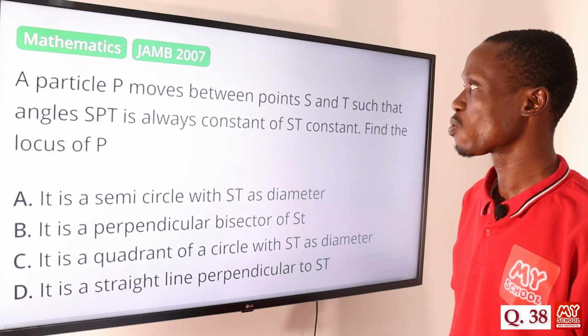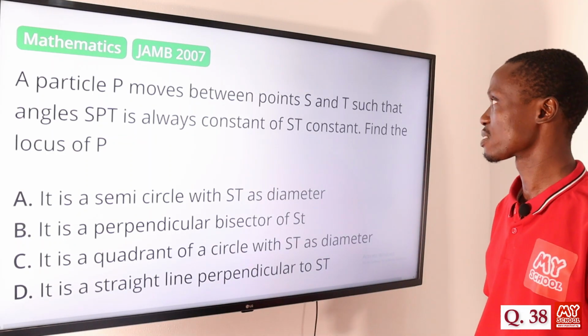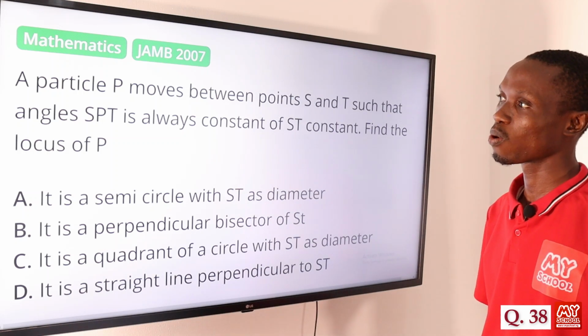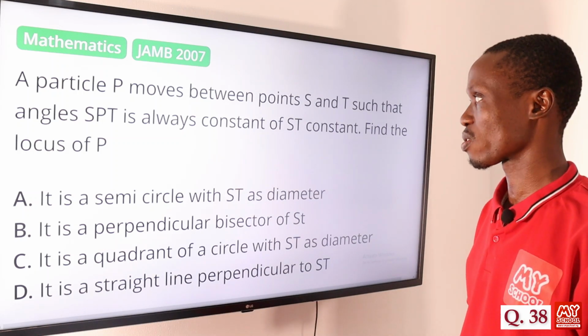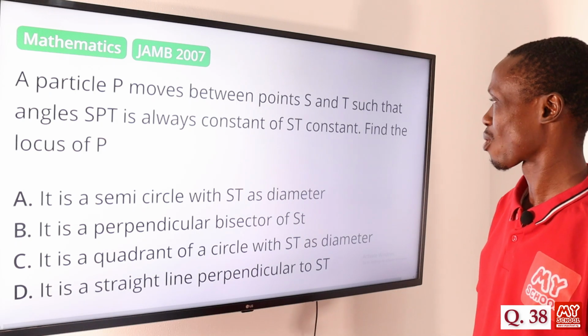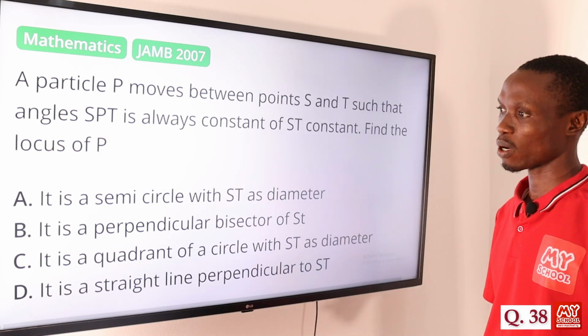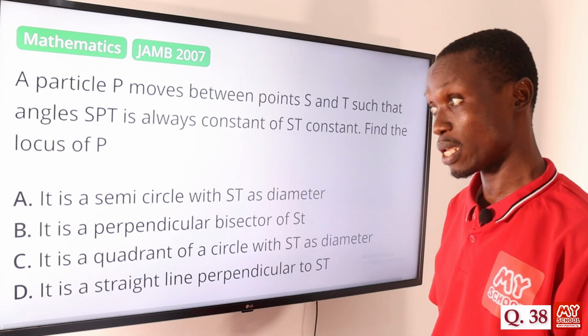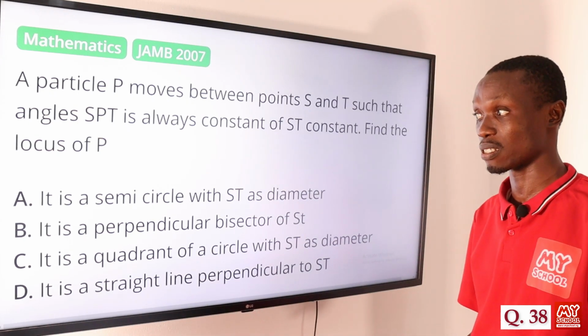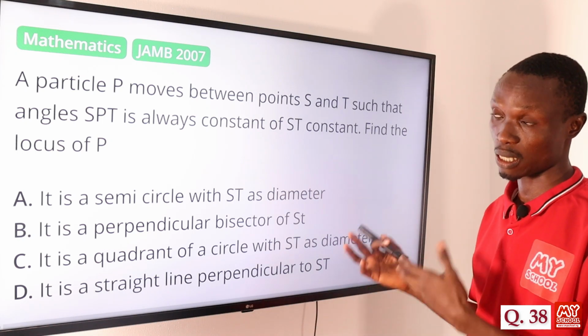Question 38. A particle P moves between points S and T such that angle SPT is always constant, ST constant. Find the locus of P. The answer to this question is option A. It is a semicircle with ST as diameter.